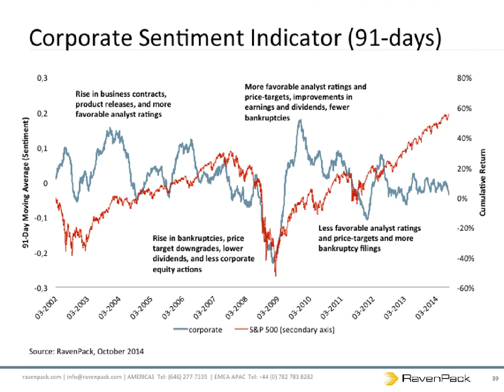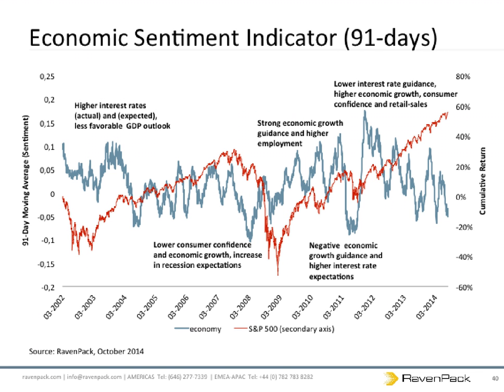Here is an example of what the corporate topic sentiment indicator looks like, aggregated over a 91-day horizon for visualization purposes. The blue line is our sentiment indicator, while the red line is the S&P 500 cumulative returns. To explain changes in US corporate sentiment, we have identified some of the key themes. If we look at early 2009, around the low point of the S&P 500, the market seemed to have been driven primarily by a rise in bankruptcies, price target downgrades, lower dividends, and less corporate equity actions. While during the following recovery, more favorable analyst ratings, improvements in earnings, and fewer bankruptcies were observed.